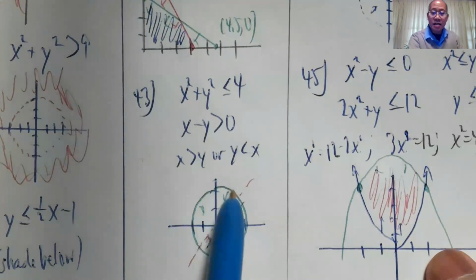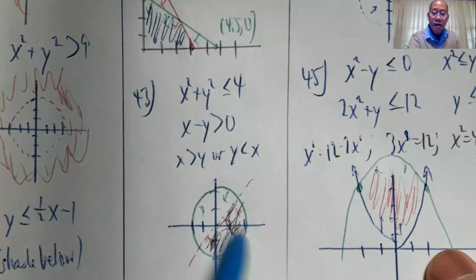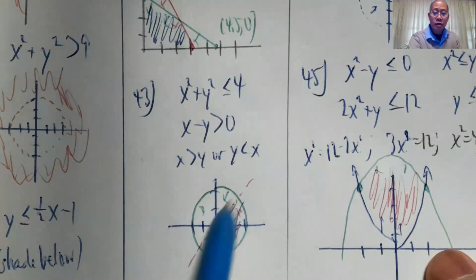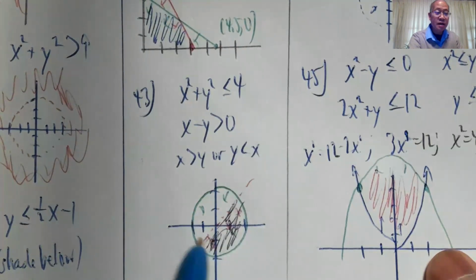But y is less than x. So here's y equals x, dotted line, shade below. So I have this region right here, half of the circle. So solid circle, but dotted line.